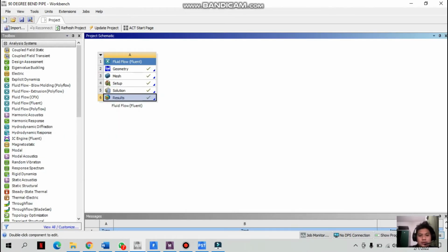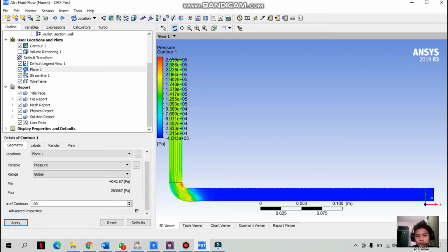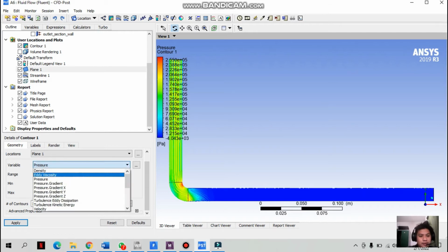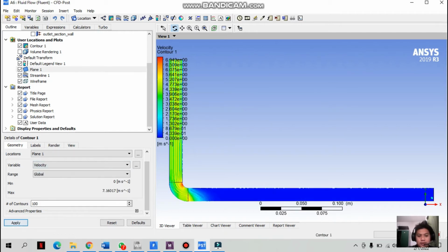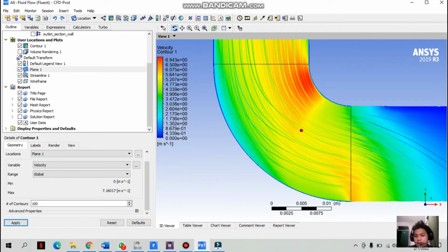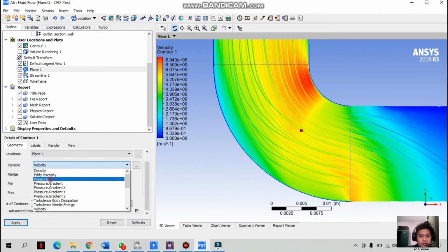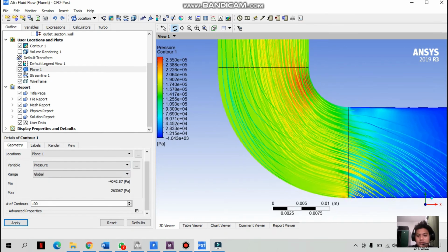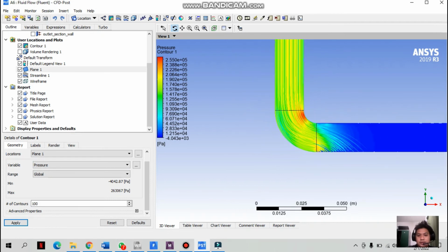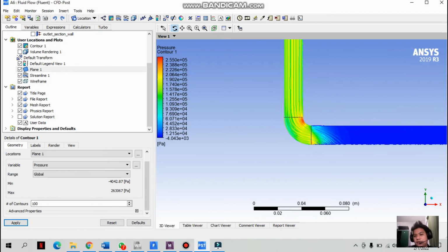and you can see the result. You can see the contour of the L pipe and the velocity. As you can see at this corner, the high velocity we obtained is the same as with pressure. As you can see here, yes, the pressure at the corner is high. That is done for the L pipe.